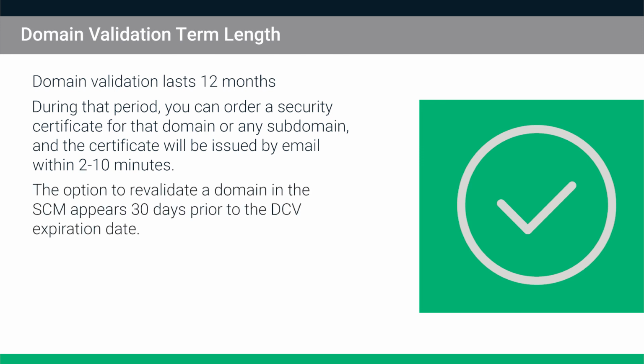The option to revalidate a domain in the SCM appears 30 days prior to the DCV expiration date. As the expiration date approaches, you will also receive domain revalidation email reminders.